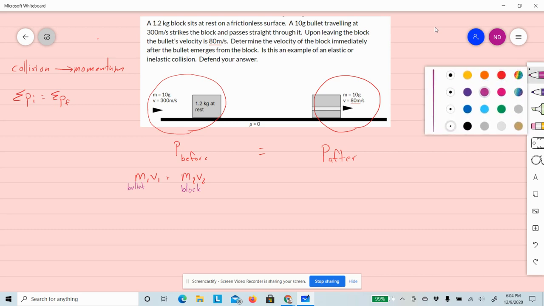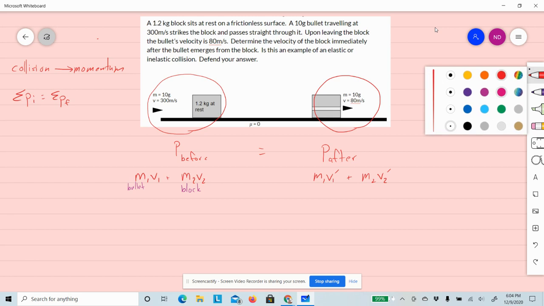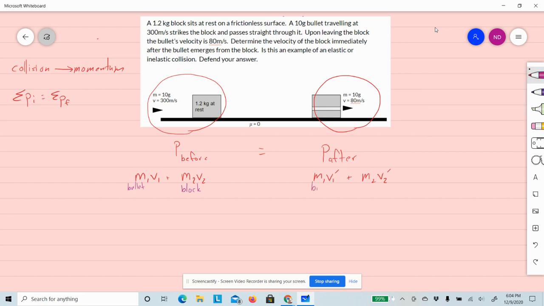That will equal, afterwards, M1V1 prime, the bullet's new speed, plus M2V2 prime, that'll be the block's new speed. So that's the bullet and the block. So there's our equation.